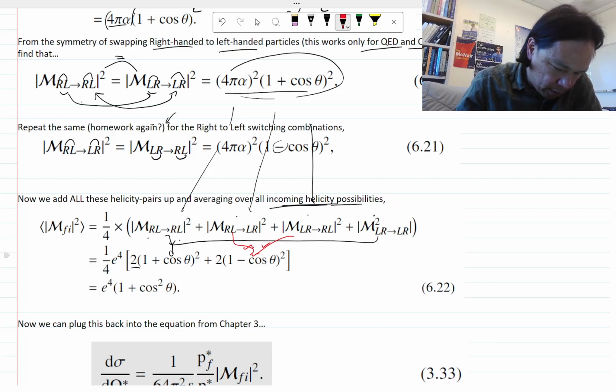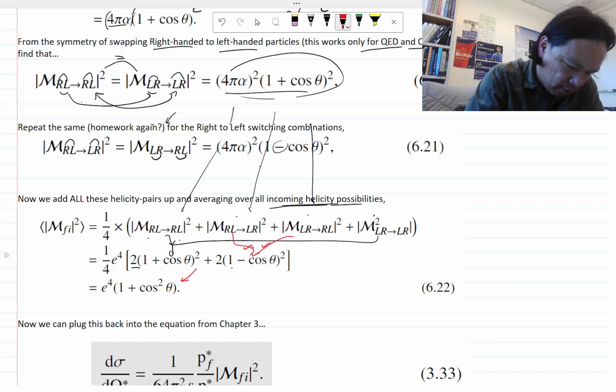If you multiply this out and do a little trig identities with the addition and subtraction, you're going to see that you get another factor of 2 here to cancel out this factor of 1/4. The end result is going to be e to the 4th power times 1 plus cosine squared theta. So be careful, this is a very different function.